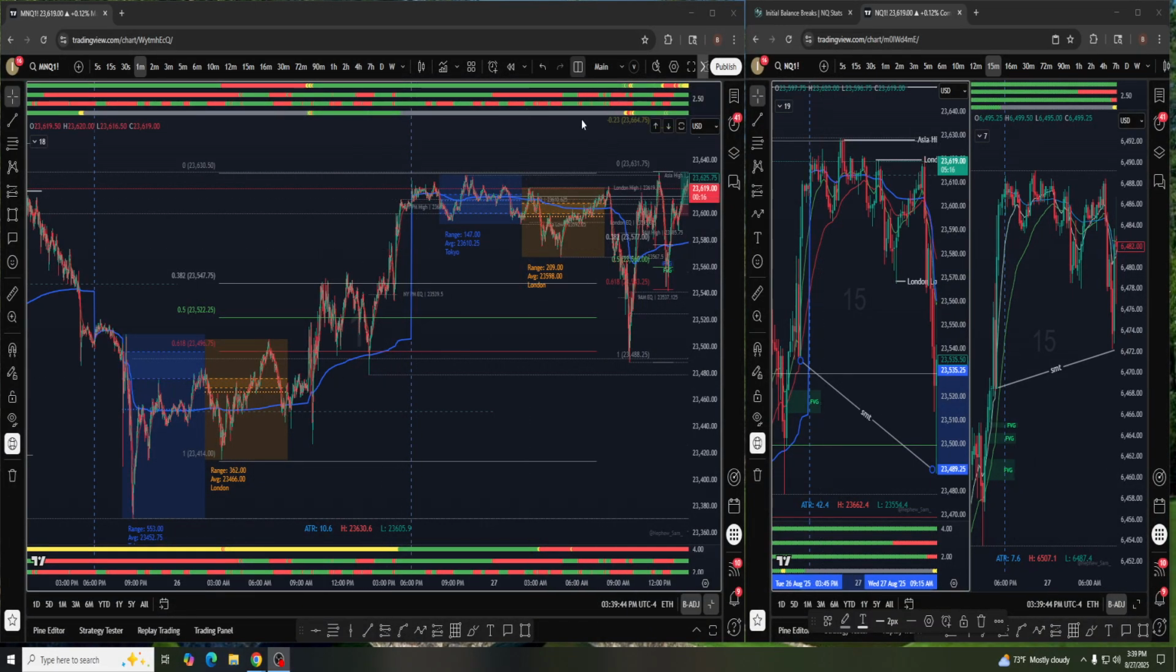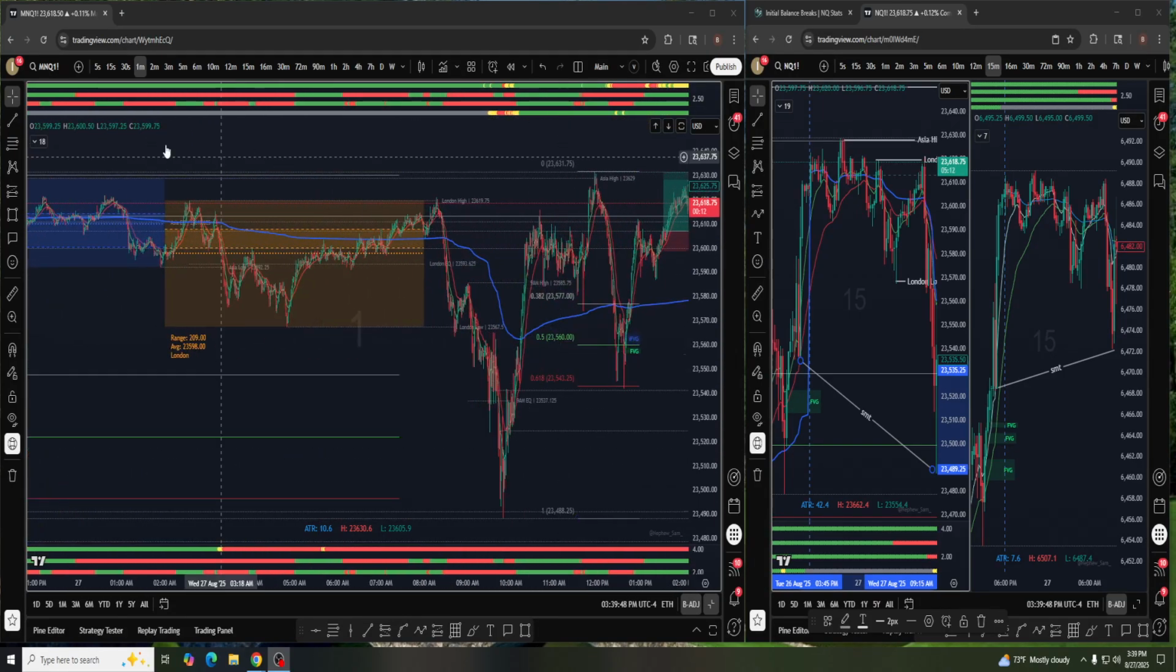This is a recap for the DOTS bias trading indicator. I'm just going to get in it. This is a 1 minute chart of the NASDAQ micros. Today is Wednesday, August 27th, the doldrums of summer.